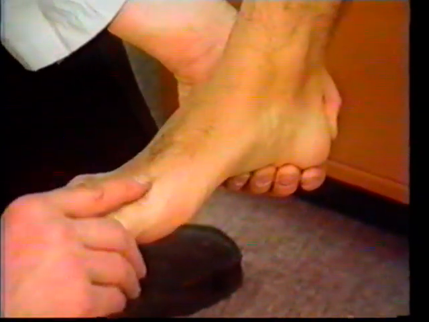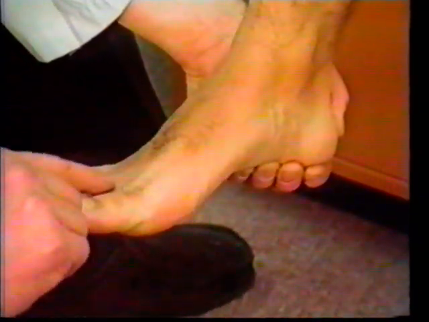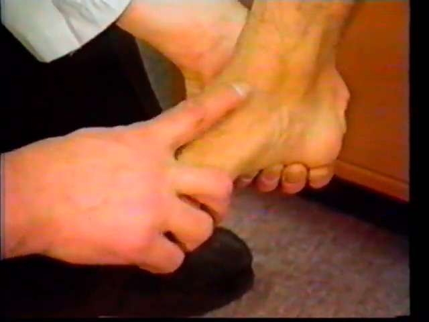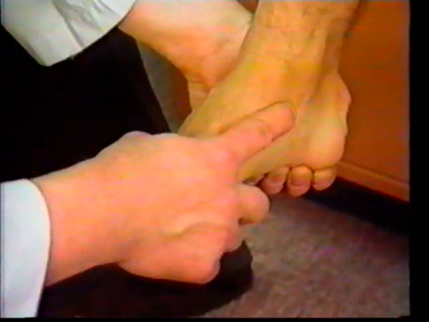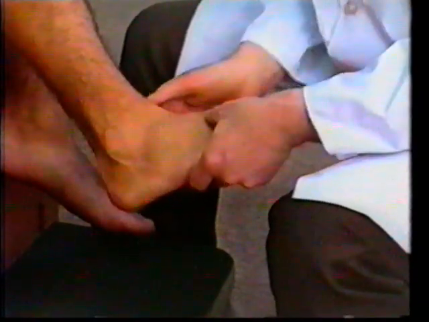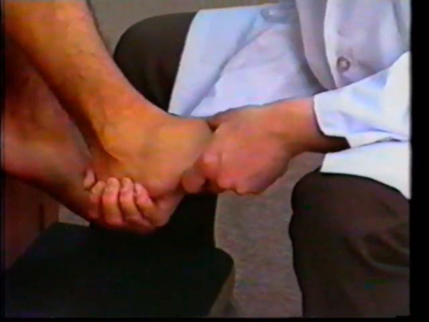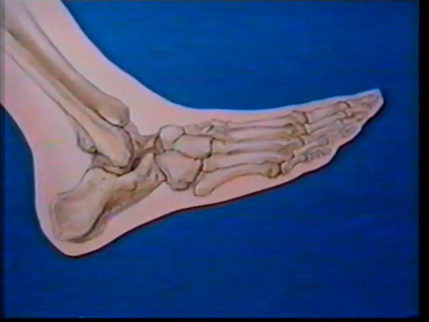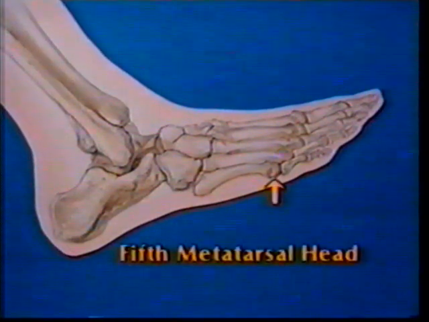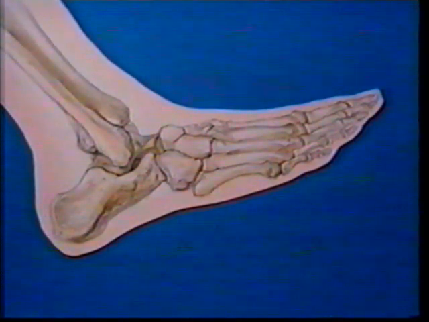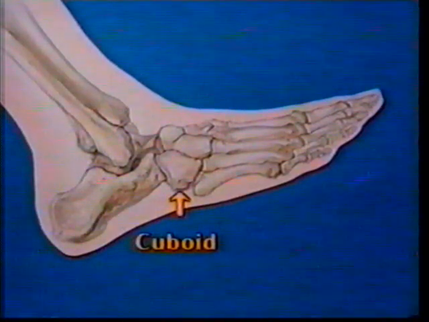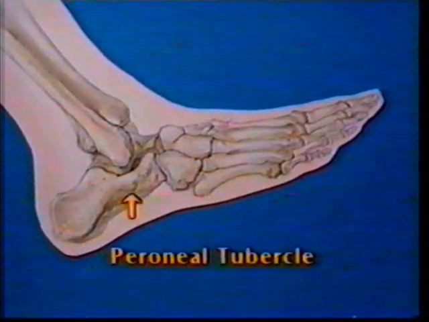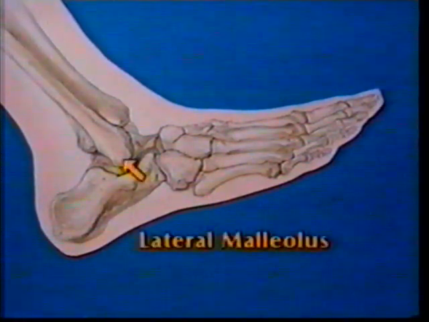On the dorsum of the foot, each toe and metatarsal is palpated in order to detect any tenderness or deformity. More proximally, the mid-tarsal region is palpated. Attention should then be turned to the lateral aspect of the foot while continuing to stabilize the hindfoot. Lateral bony landmarks include the fifth metatarsal head, cuboid, calcaneus, and peroneal tubercle, and the lateral malleolus.